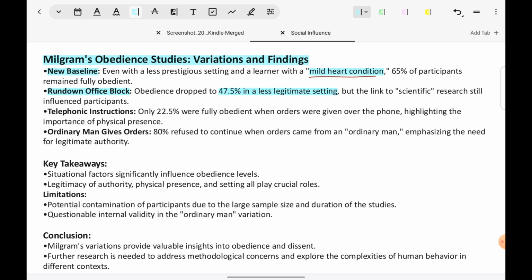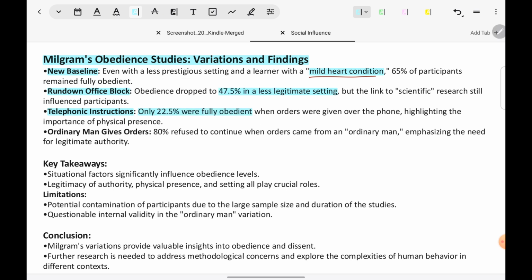So to some extent he understood that even where the person is being asked to obey can play an important role in whether the person obeys or not. The more prestigious or more reputed the place where the person is being asked to obey, the more likely that he will show obedience. Try to memorize the figures of how many participants obeyed, the percentages at least, for all the studies, all the variations.